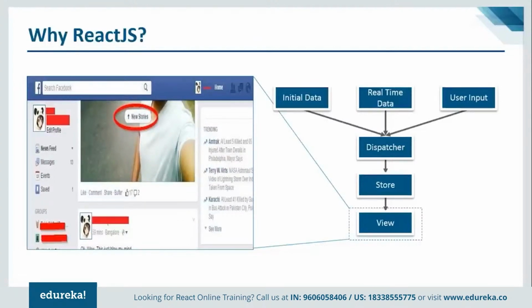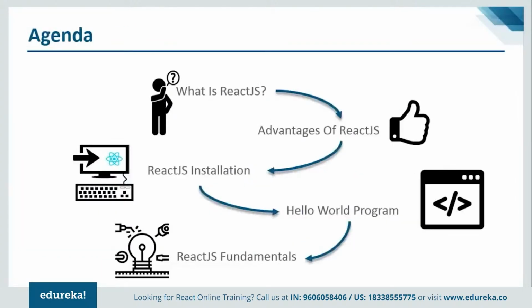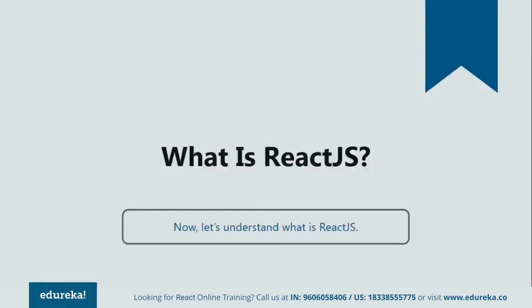So now that you have understood why we use React.js, let's now proceed with our tutorial. Before we start off, let's take a quick look at today's agenda. Today, we'll first understand what exactly ReactJS is, and then we'll find out some of its major advantages. Then I'll show you how to install ReactJS on your systems. Once we are done with the installation, we'll start coding with ReactJS by taking up a simple Hello World program. Then we'll jump onto the various fundamental concepts behind ReactJS. So without any delay, let's take up our very first topic, that is, what is ReactJS.